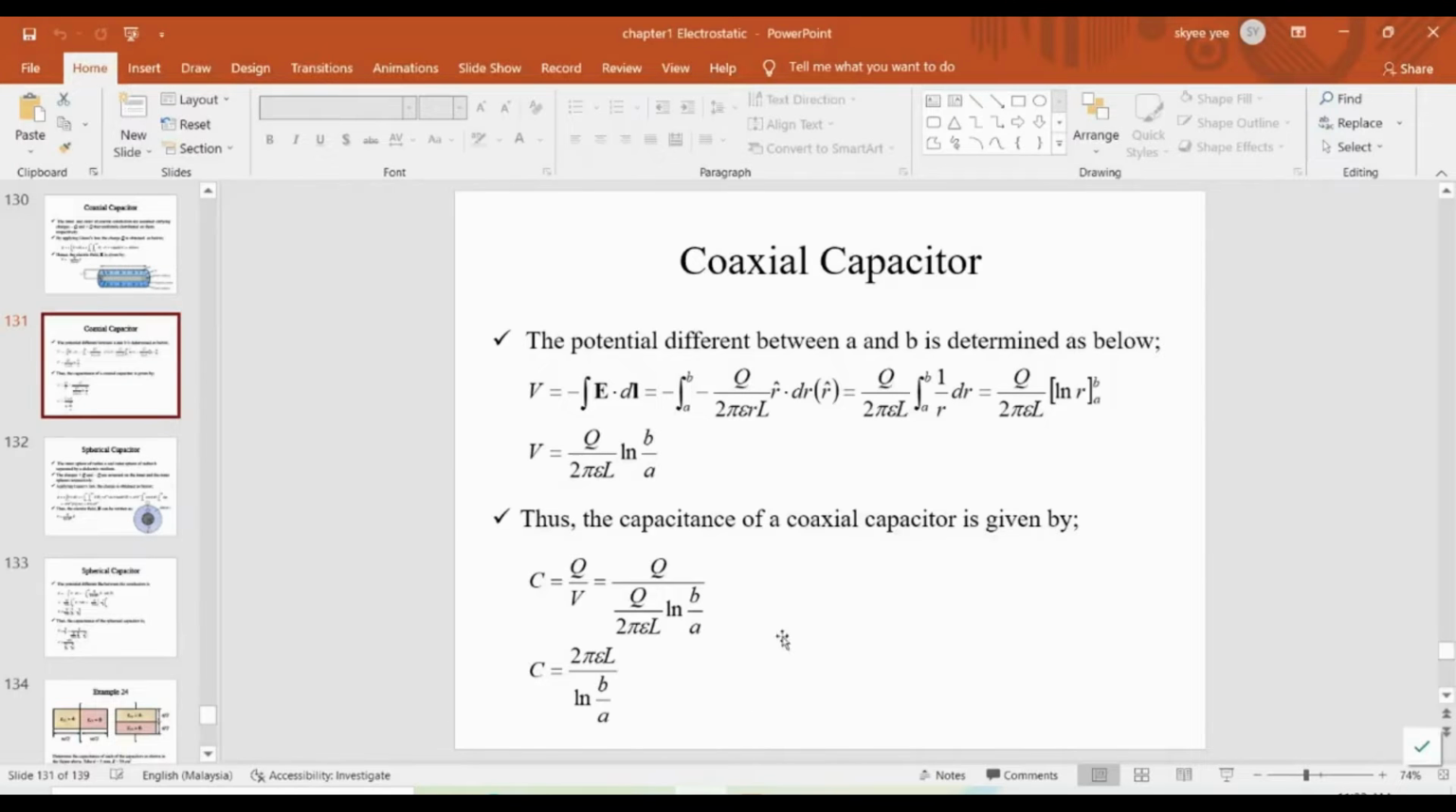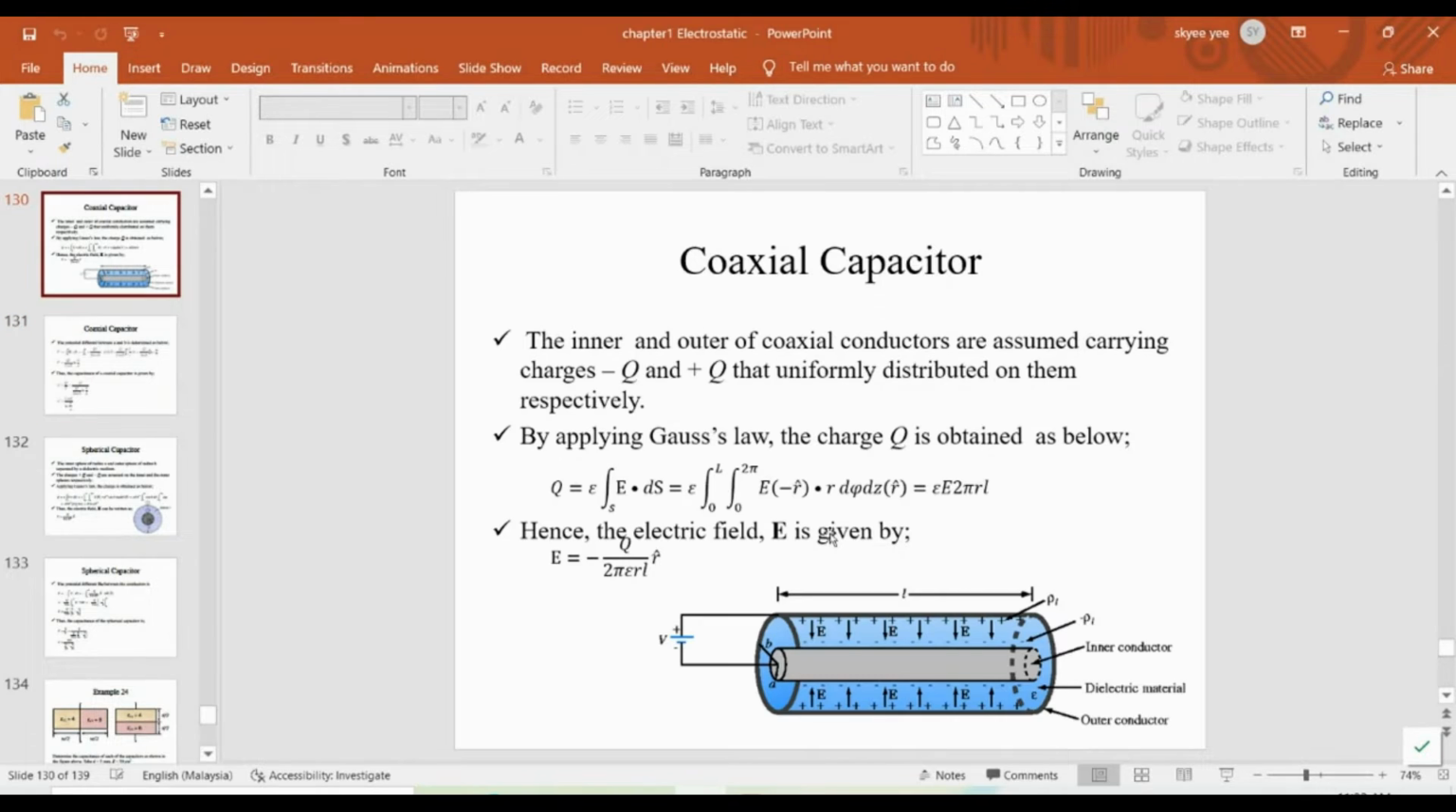Let's see where we should start. This one is the Q that we get by applying Gauss law, so from here we get the E. This one shows the direction of the electric field, because in this case the positive is at the outer conductor and the inner one is electron, so the direction of the electric field is inward, negative R direction.